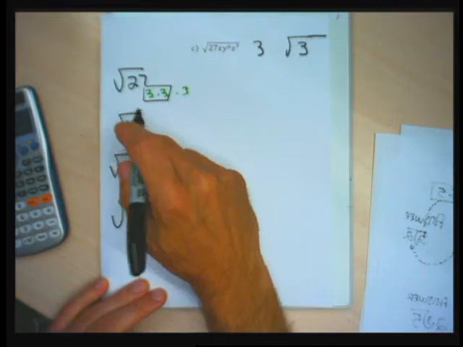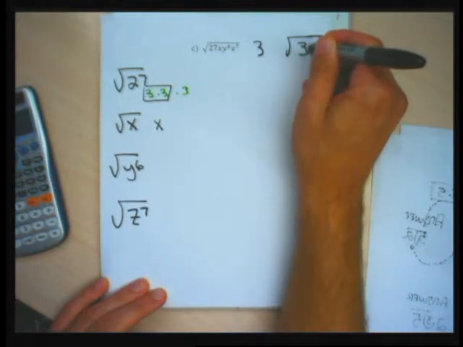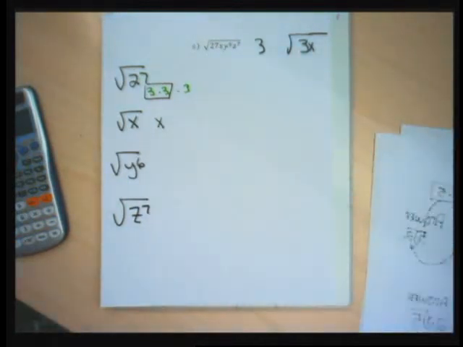The x, because there's only one of them, doesn't reduce and it stays under the radical, because to get something outside a radical you have to have at least a pair.